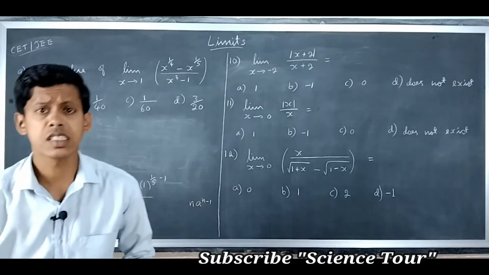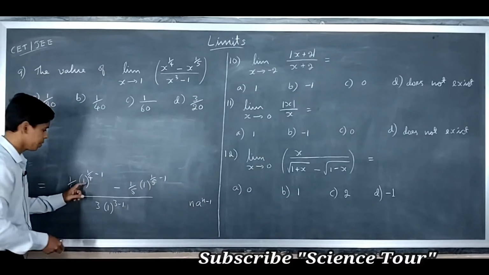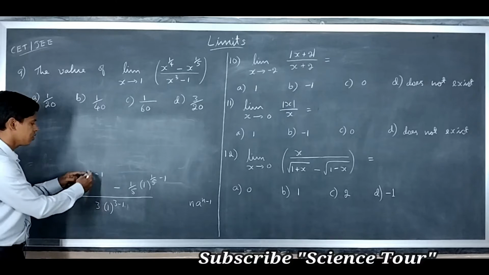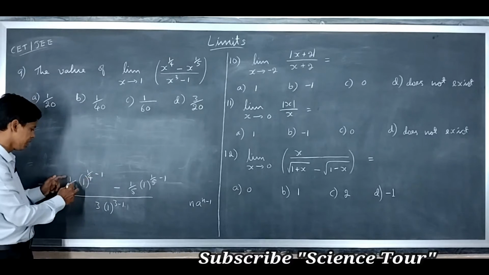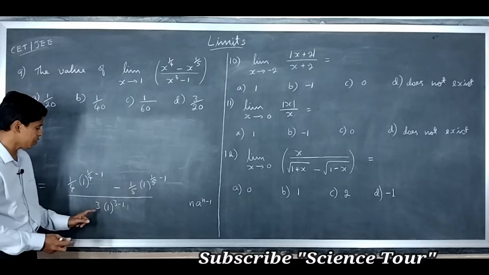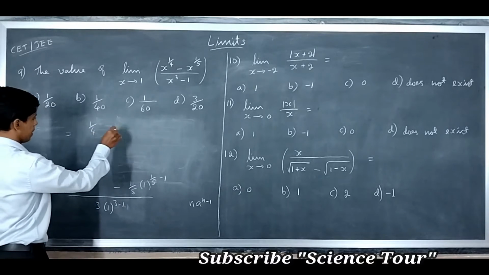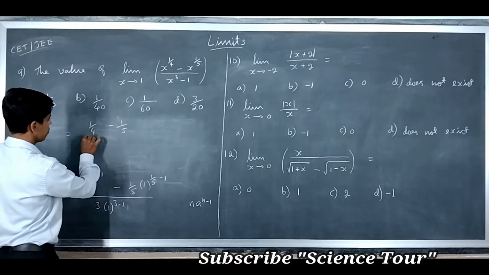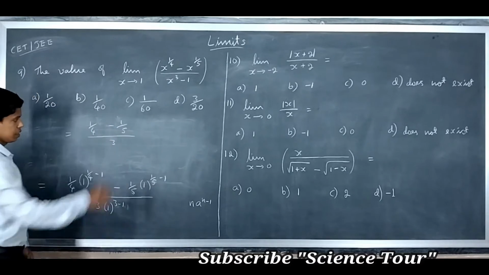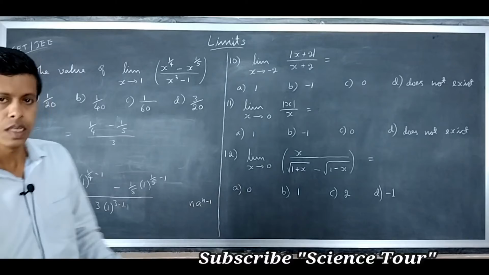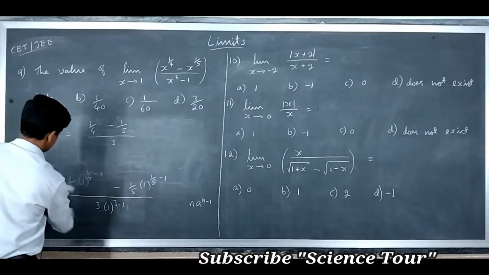Okay, so simplification doesn't take much time because 1 raised to anything is 1 itself. You don't have to simplify this part, leave it that way. So consider only 1 by 4, 1 by 5 and 3, that's it. So (1 by 4 minus 1 by 5) whole divided by 3. Continue with this and you will get the right answer.